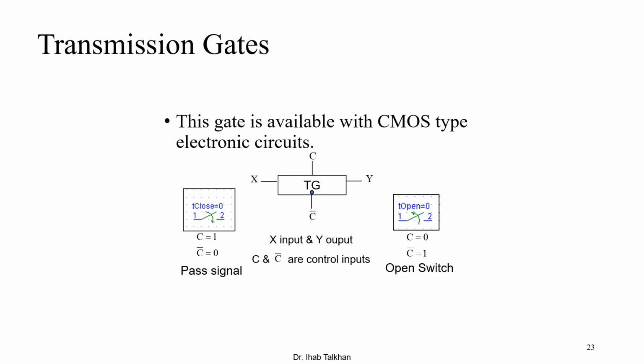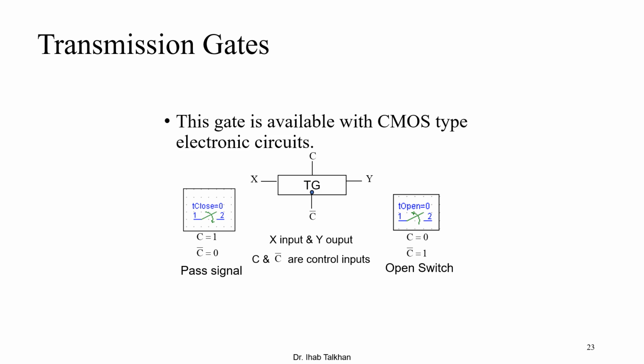Control C and C bar do the same function, except whenever C is 1, C bar is 0, and whenever C is 0, C bar is 1. You are using this to control signals in order to control the circuit. If C is working fine, you can use it. If C is not working, you can use C bar and vice versa. So they are alternatives to each other, but C and C bar are your control inputs.